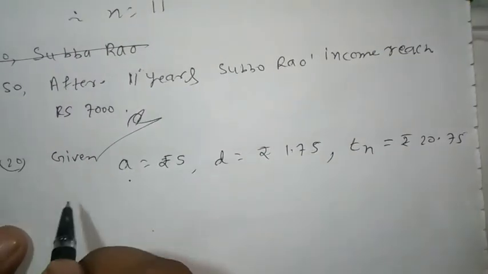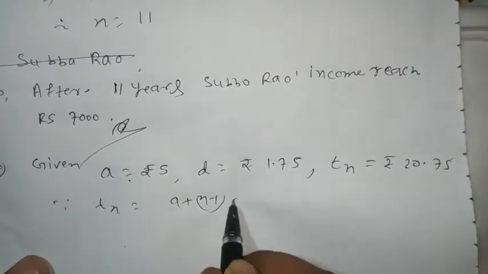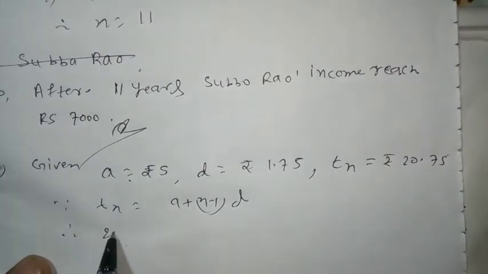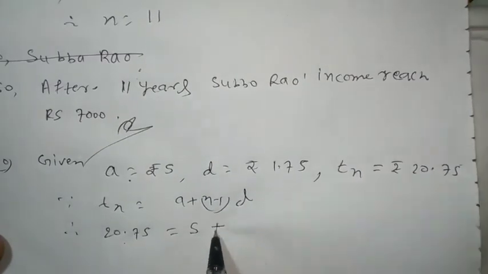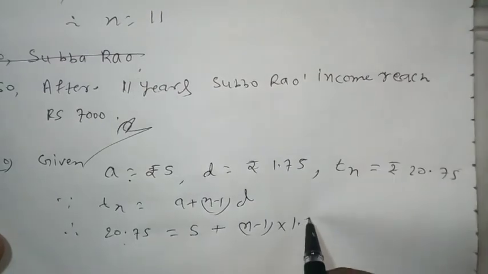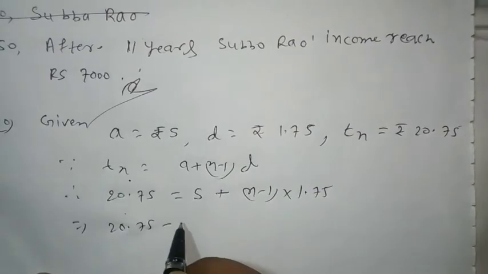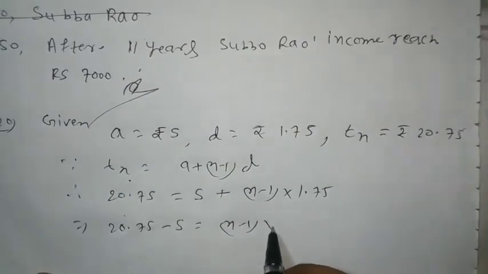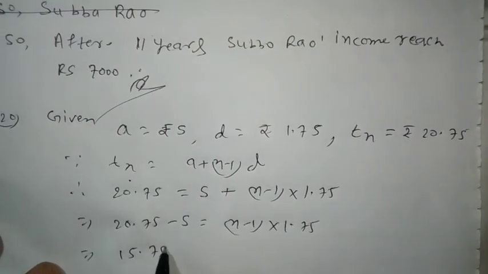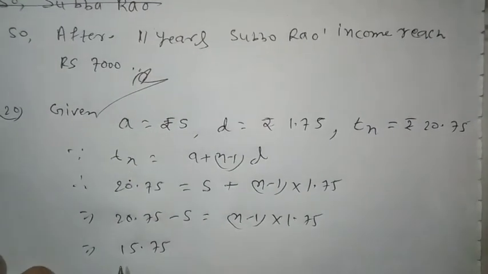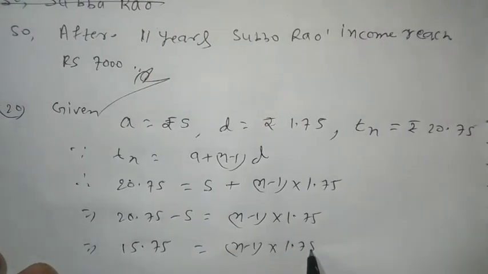Now because Tn is equal to A plus (n minus 1) into D, therefore 20.75 is equal to 5 plus (n minus 1) into 1.75. This implies 20.75 minus 5 is equal to (n minus 1) into 1.75. 20.75 minus 5 is equal to 15.75, which is equal to (n minus 1) into 1.75.